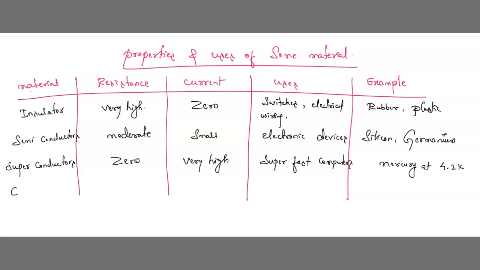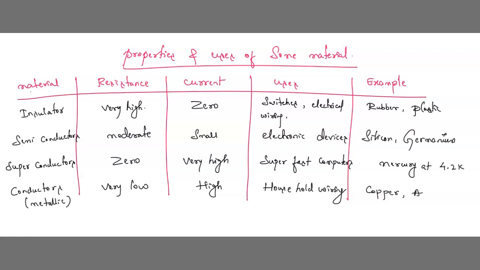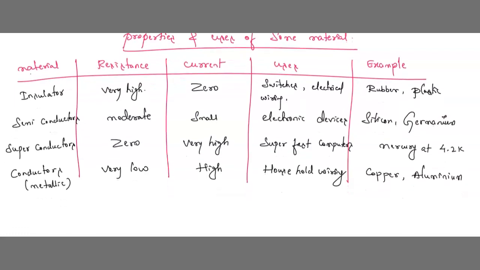Next is conductors, metallic conductors. Here, resistance is very low and current is high. Where do we use this? We use this in household wiring. In a house there is wiring done, right? Yes, we use this for making household wiring. Examples: copper, aluminium, etc.